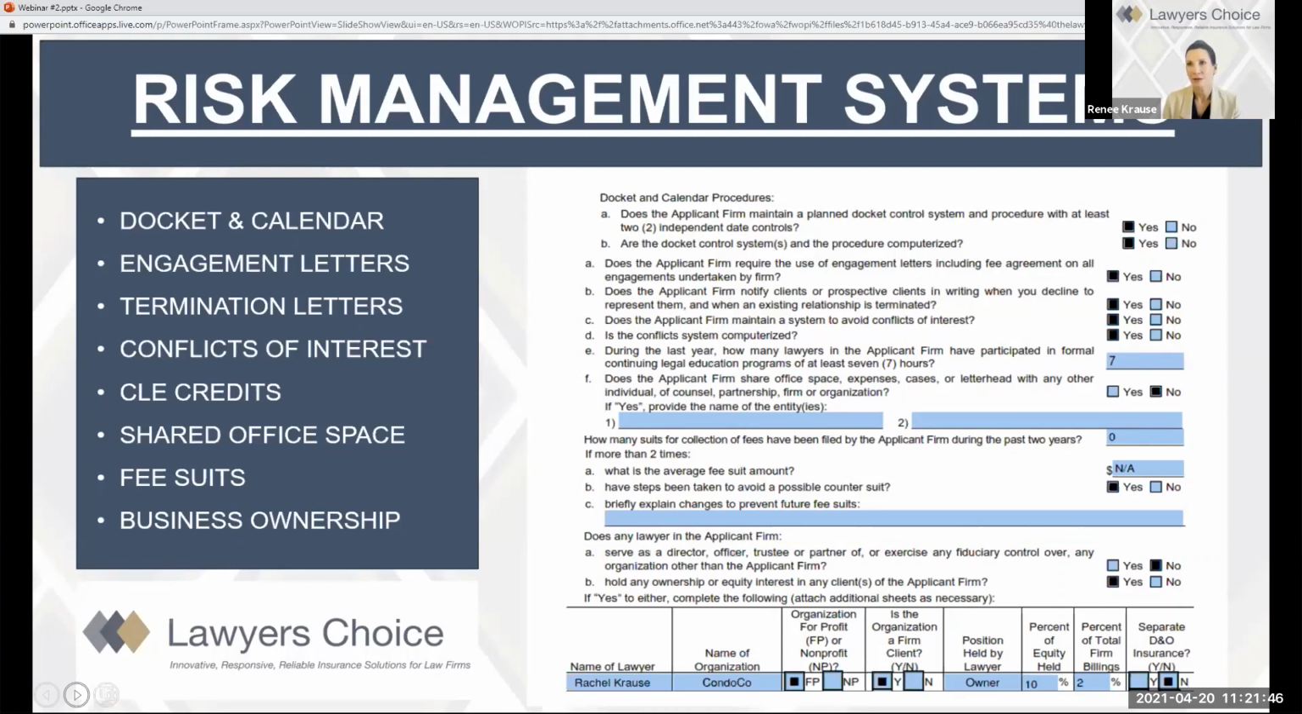And then finally, business ownership. Most carriers will have a limitation within the policy that allows for up to 10% ownership by an attorney or member of the firm in a company that is also a client of the firm. Beyond that, there may be coverage. It would just have to be added on by endorsement.